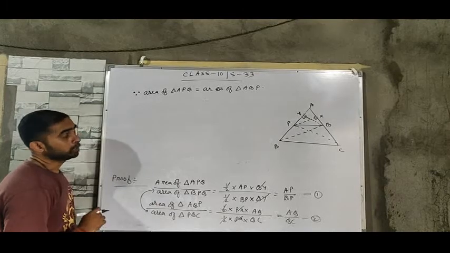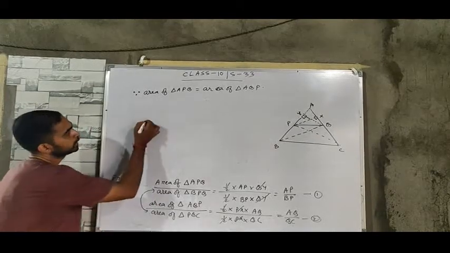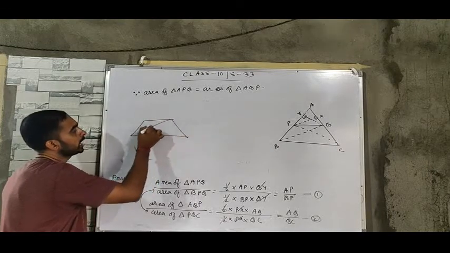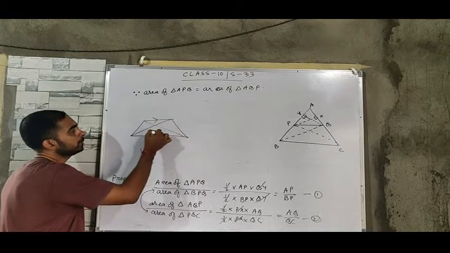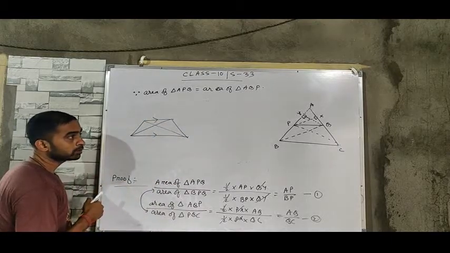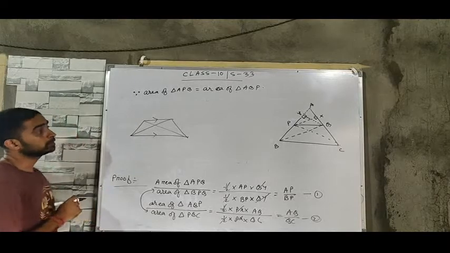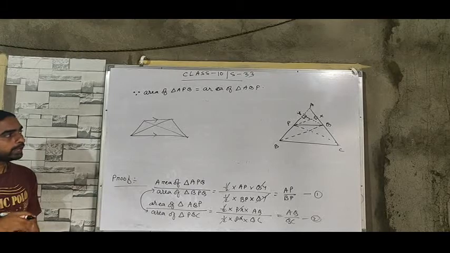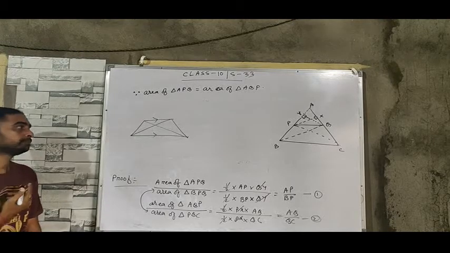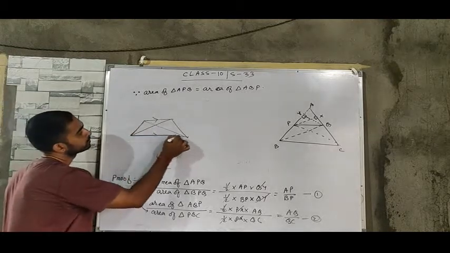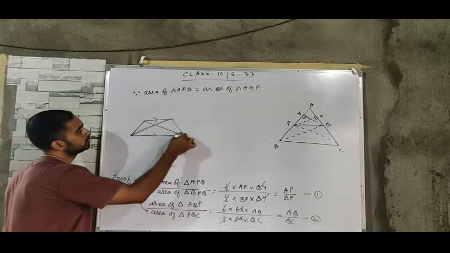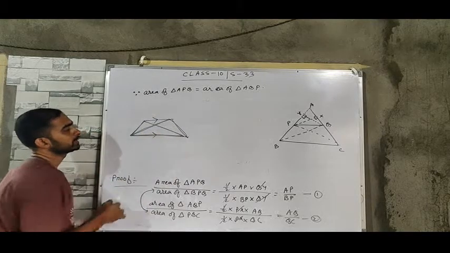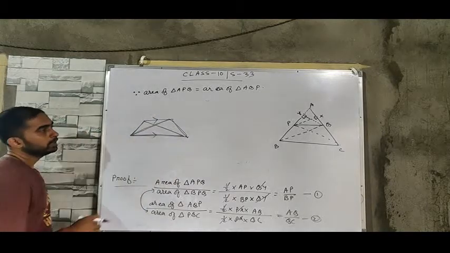Now in class 9 we learned a theorem: if two triangles have the common base and lie between the same parallel lines, then their areas will be equal. See, this triangle and this triangle have the common base, this one, and they lie between these two parallel sides. So their areas will be equal.